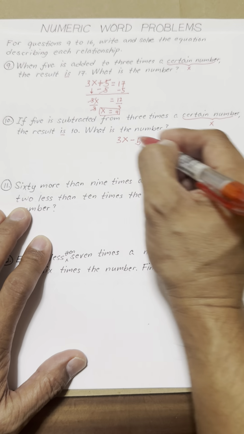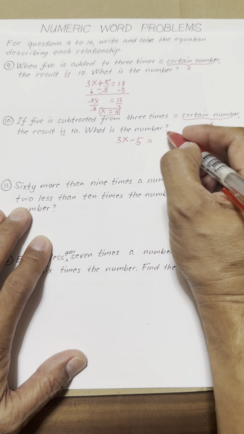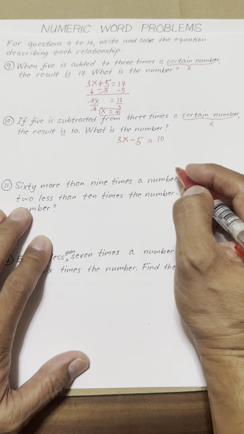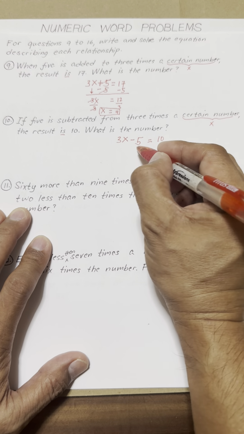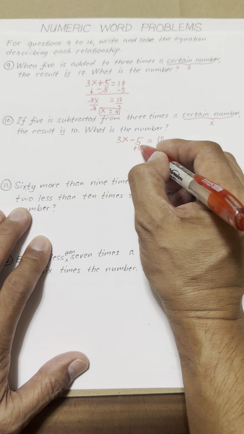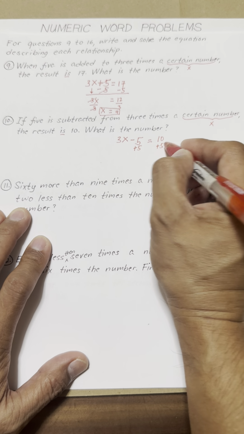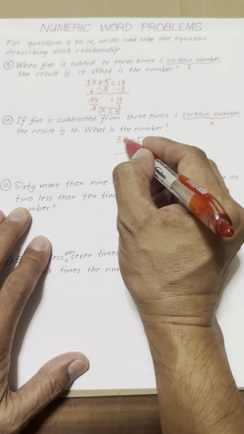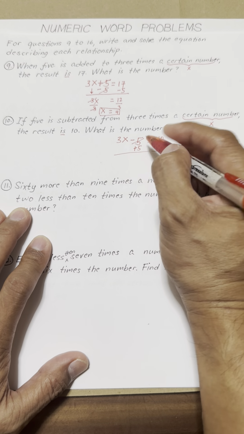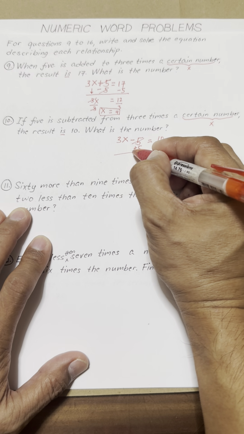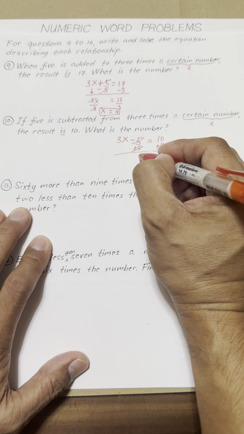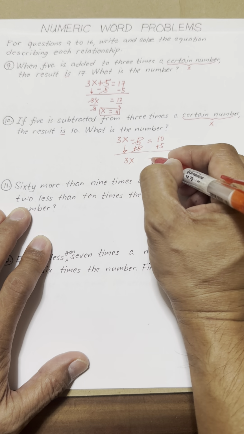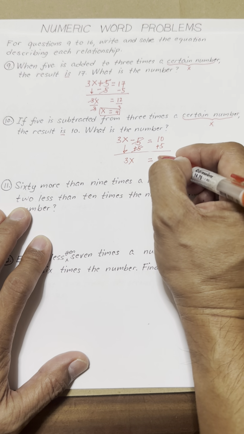Is means equals 10. Okay, so that's the equation that we have formed. Now, to solve this equation, we have to add both sides by 5, again to isolate the term that contains the variable on the left side. So negative 5 added to positive 5 cancels out, equal to 0, and then bring this down. So this is 3x equal to 10 plus 5, equal to 15.